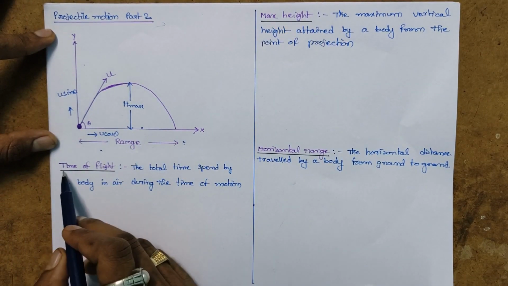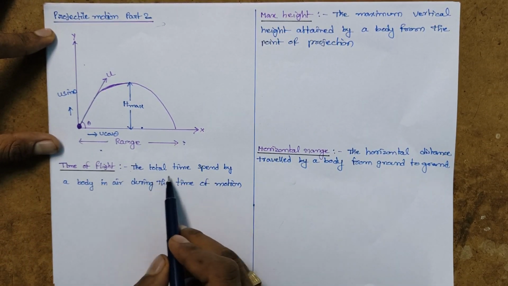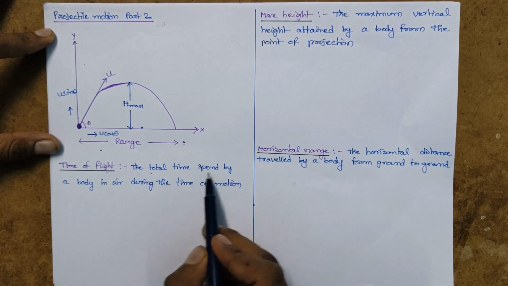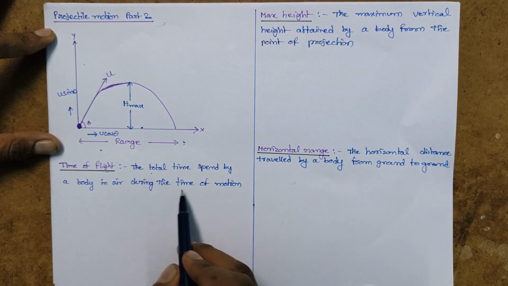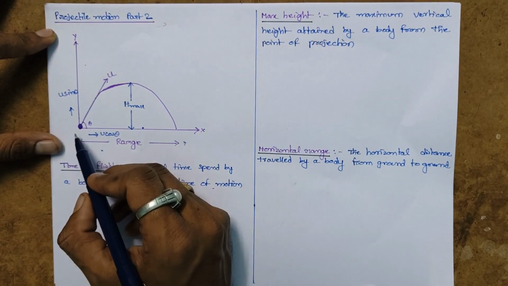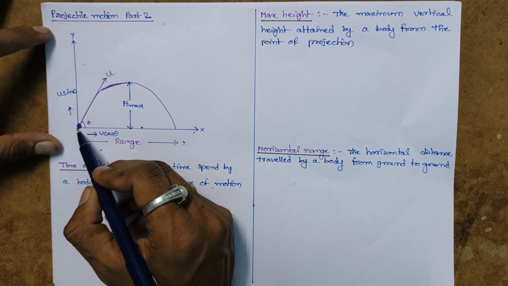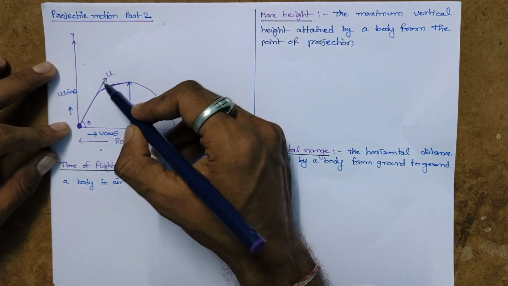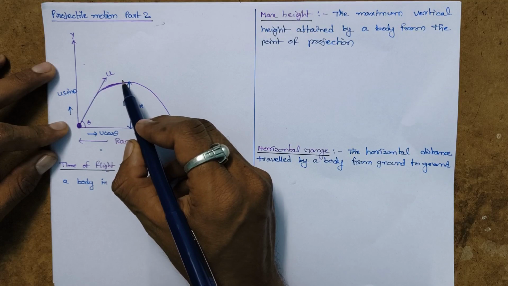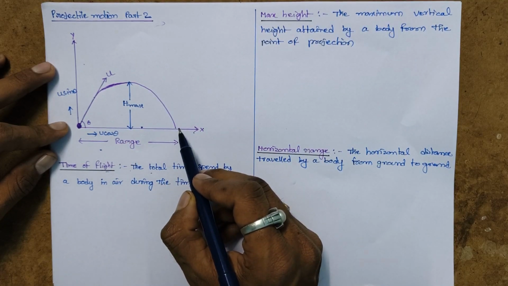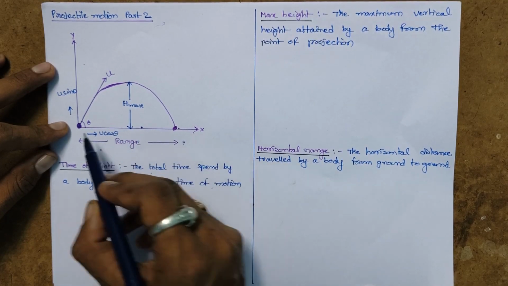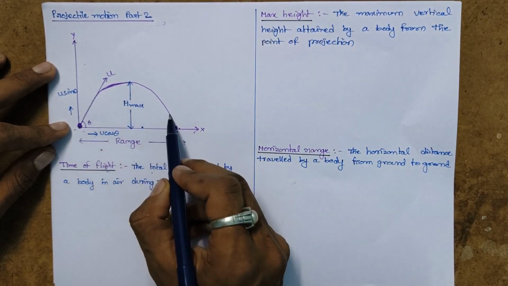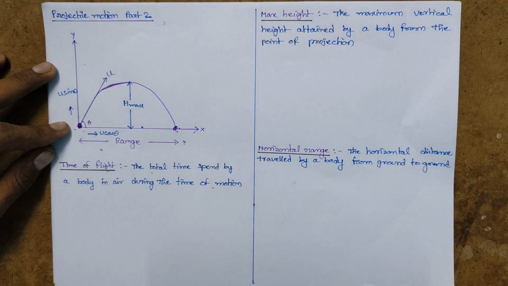Okay. So coming to the time of flight. I already wrote the definition here. Time of flight is defined as the total time spent by a body in air during the time of motion. Okay. So look here. This is the initial position of the body, right? So I'm sending it with some initial velocity. Because of this initial velocity, the body is moving like this and finally touches the ground, isn't it? So definitely from ground to ground, it takes some time in air. So that is called time of flight.